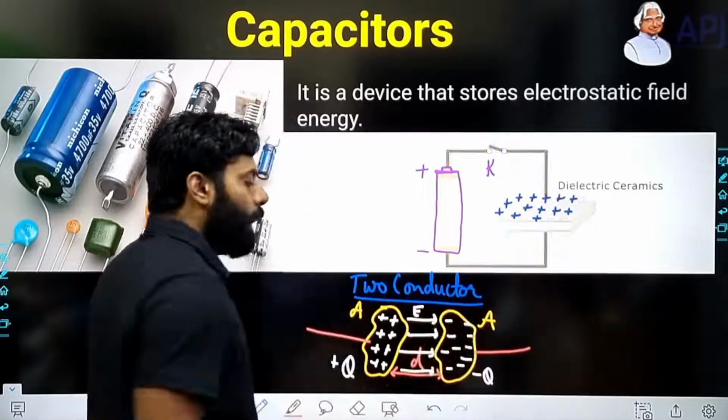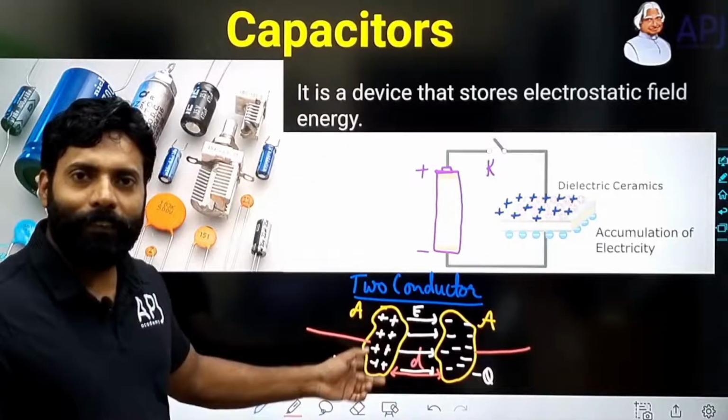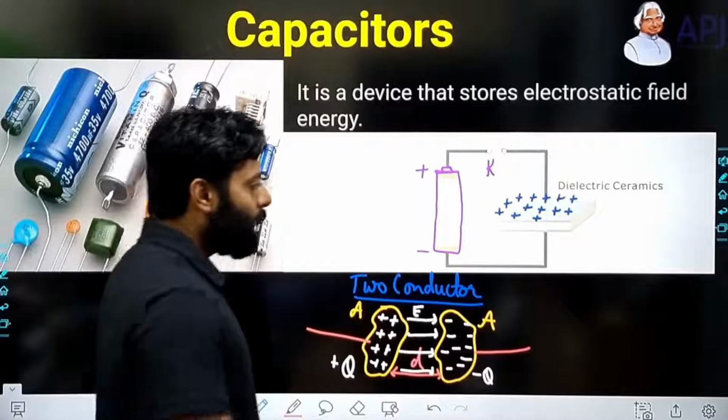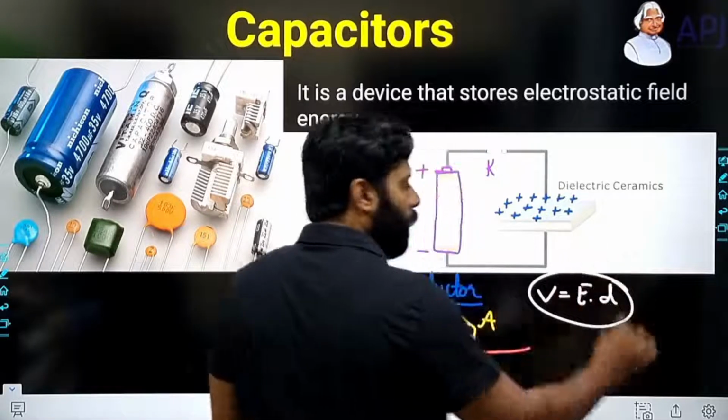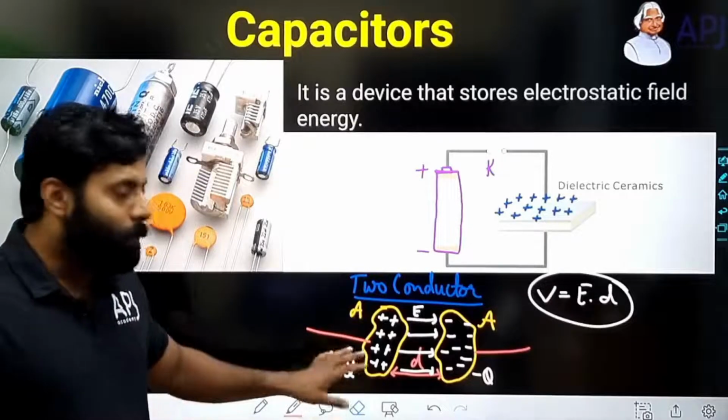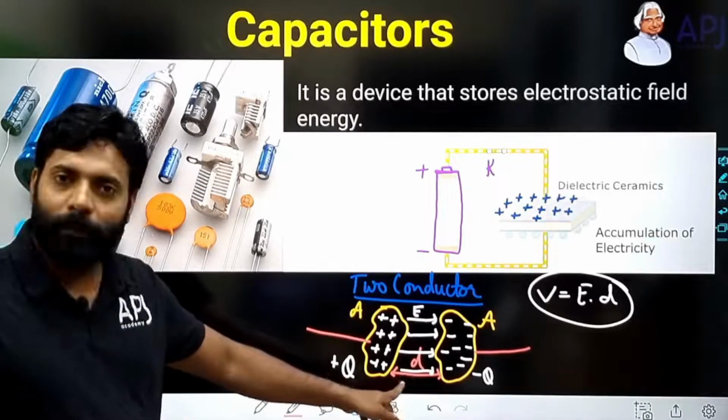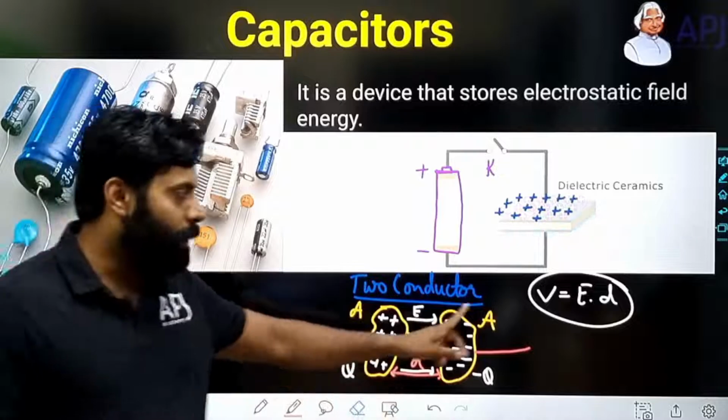And there will be one electrical field generated from this plate to this plate. There will be electrical field, and whenever there is electric field, there is potential, right? We know that potential is equal to electric field into distance. So potential must be there. We know that the distance between these two plates is D, so potential is also there.